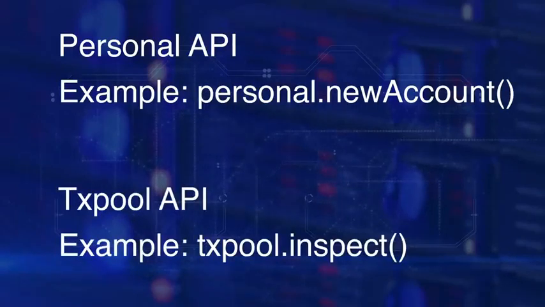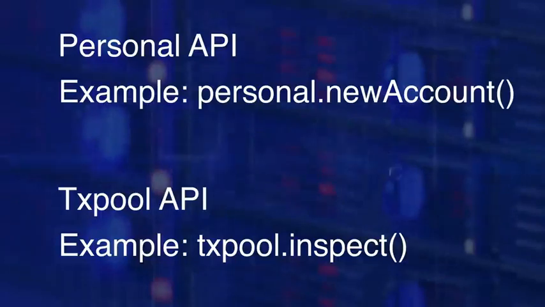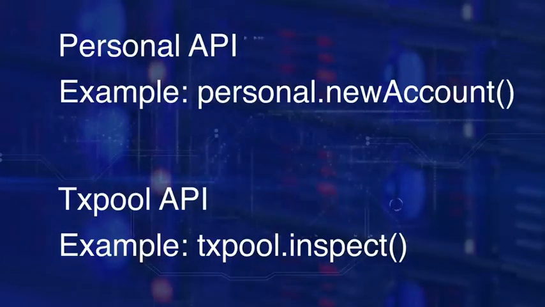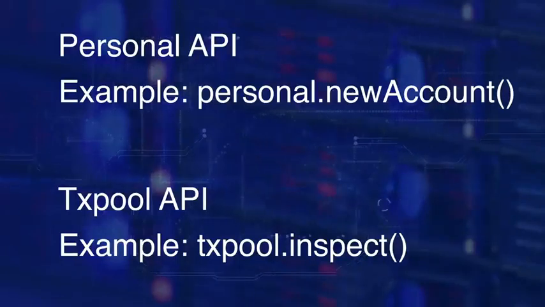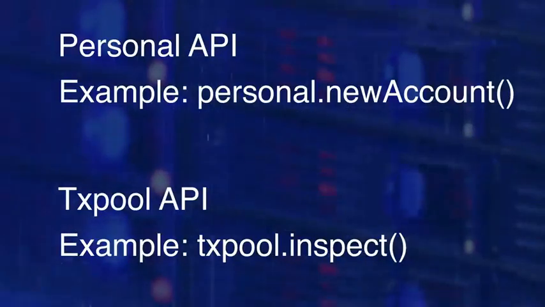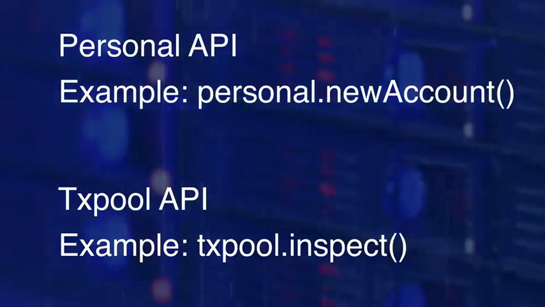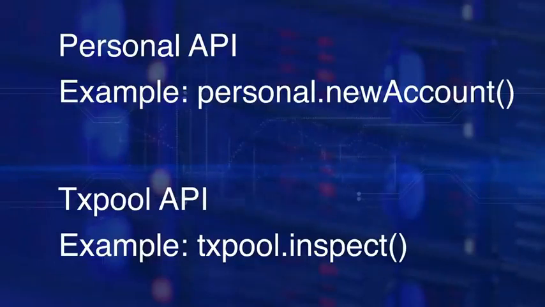TxPool API. The TxPool or Transaction Pool API gives you access to several non-standard RPC methods to inspect the contents of the transaction pool containing all the currently pending transactions, as well as those queued for future processing. Example: txpool.inspect lists all the pending transactions for you to peruse and collect for building a block of transactions. So far, we looked at the management APIs of Ethereum. Now on to the Web3 APIs.